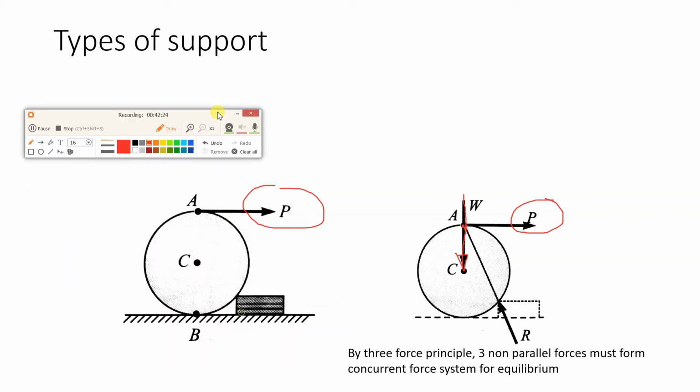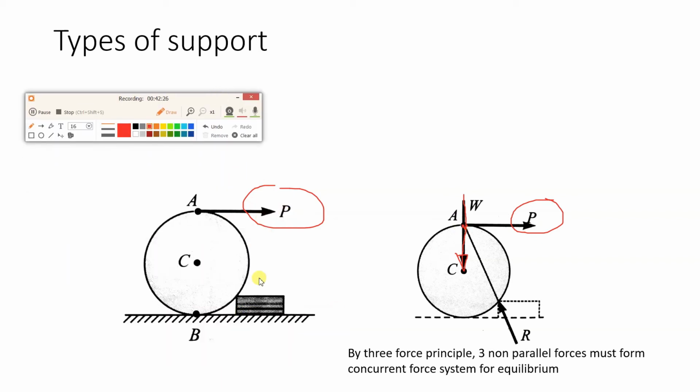And again here it is given that P is just enough to roll over this rectangular block, the knife edge support. That is why we are not considering the normal reaction at point B. So we have only three forces. Four forces are not there.